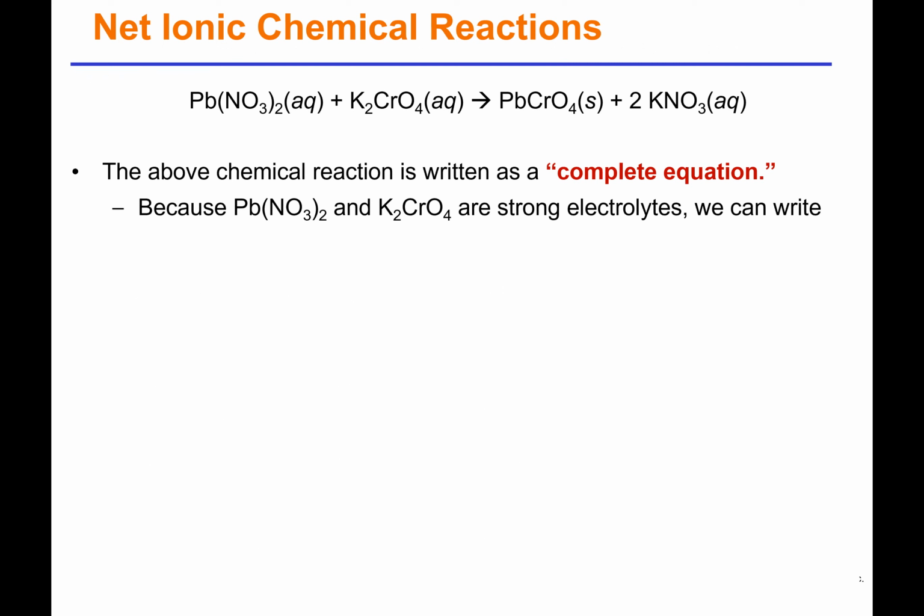Okay, so now we're going to talk about net ionic equations. Now that we know how to write double displacement reactions, we know how to write ionic equations, let's talk about the net ionic chemical equation. Here we have lead nitrate reacting with potassium chromate. They give us lead chromate and potassium nitrate. So the above chemical reaction is written as the complete equation. Because lead nitrate and potassium chromate are strong electrolytes, we could also write this.